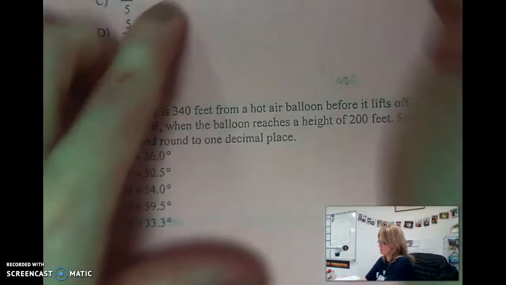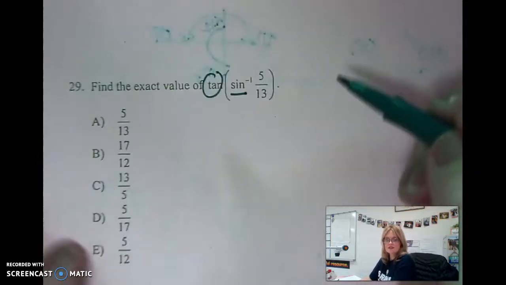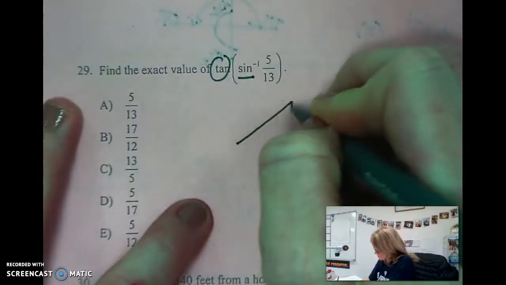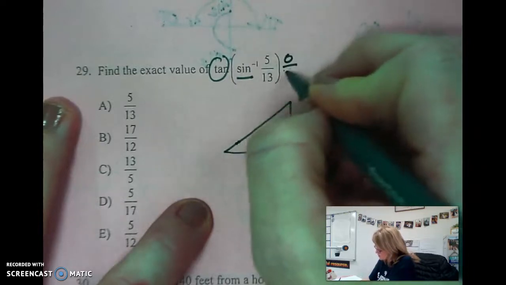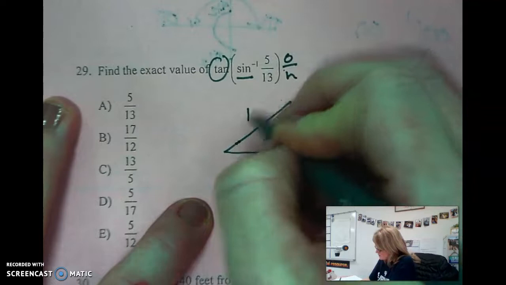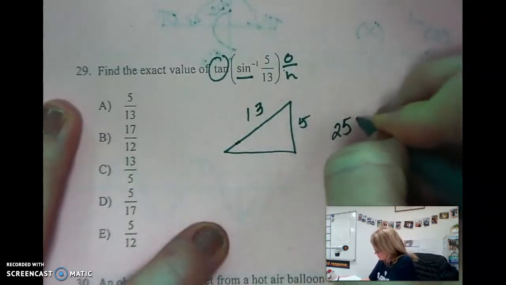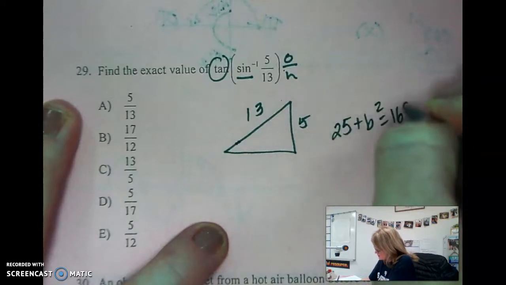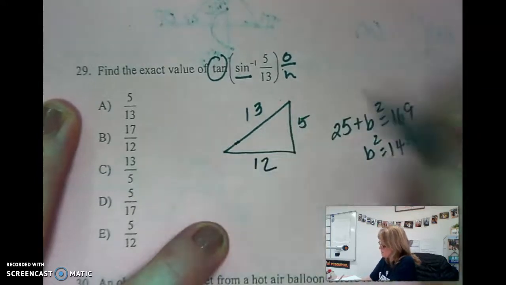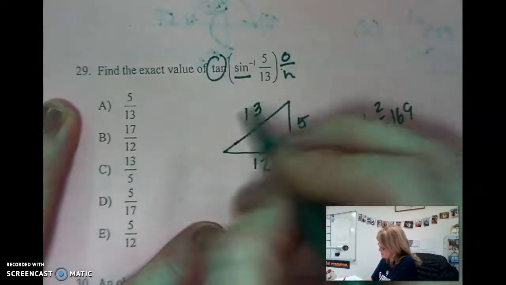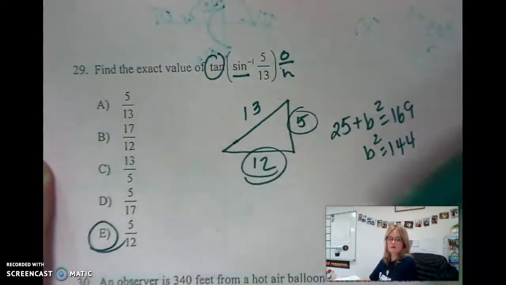Right here, find the exact value of the tangent when the inverse sine is 5/13. So the first thing I'm going to do with my inverse sine, is 5/13. This is opposite over hypotenuse. a squared plus b squared equals c squared. And 169 take away 25 is 144, or the square root is 12. Now I can find the tangent. The tangent is opposite over adjacent, 5 over 12, or letter B.